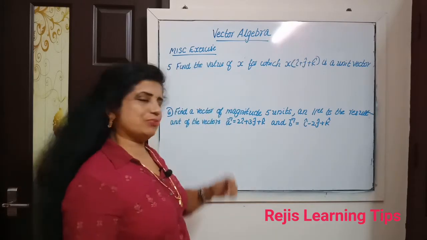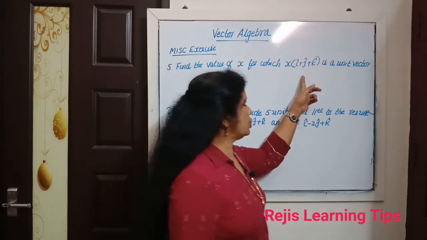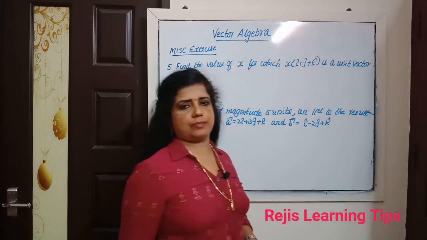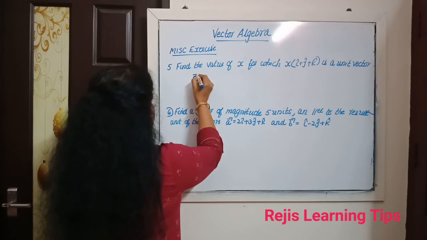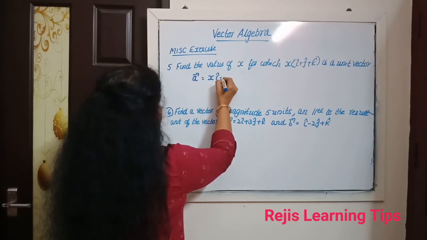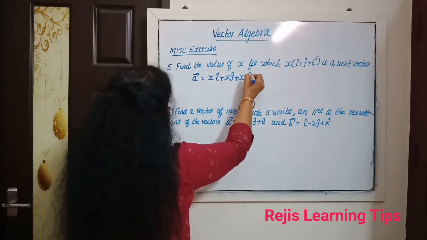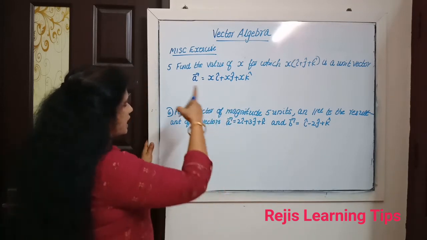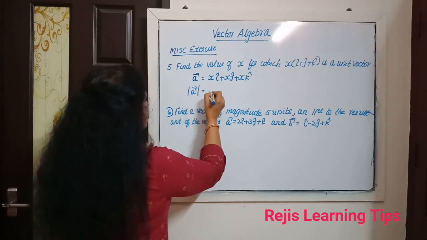Then fifth question. Find the value of x for which x(i cap plus j cap plus k cap) is a unit vector. Okay, then we can represent this vector as vector A is equal to xi cap plus xj cap plus xk cap. Am I correct?